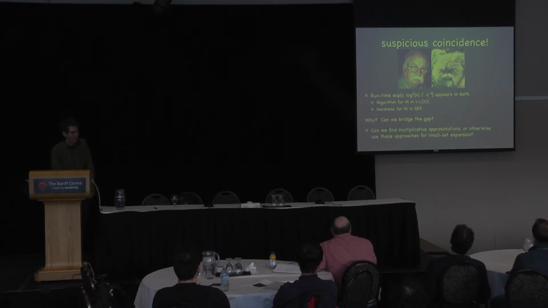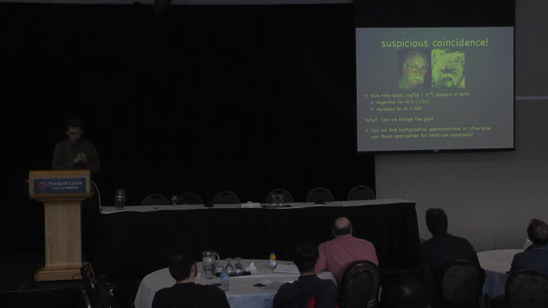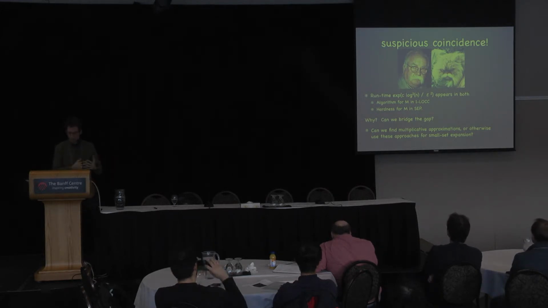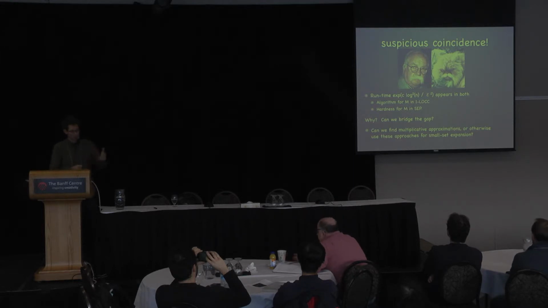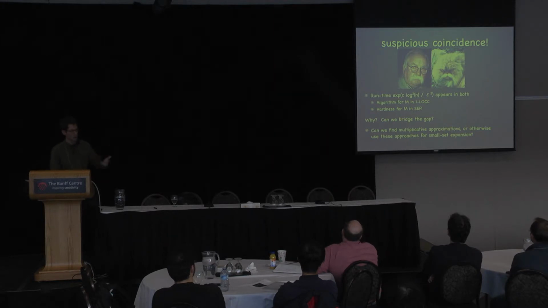So anyway, as I said, there's a suspicious coincidence in these n to the log n's. We have this n to the log n, which appears in this algorithm and the hardness, which really come from two very different places. And I'd very much like to bridge the gap. And of course, some other questions are, can we find these multiplicative approximations that apply to unique games, or otherwise tackle the small set expansion problem?